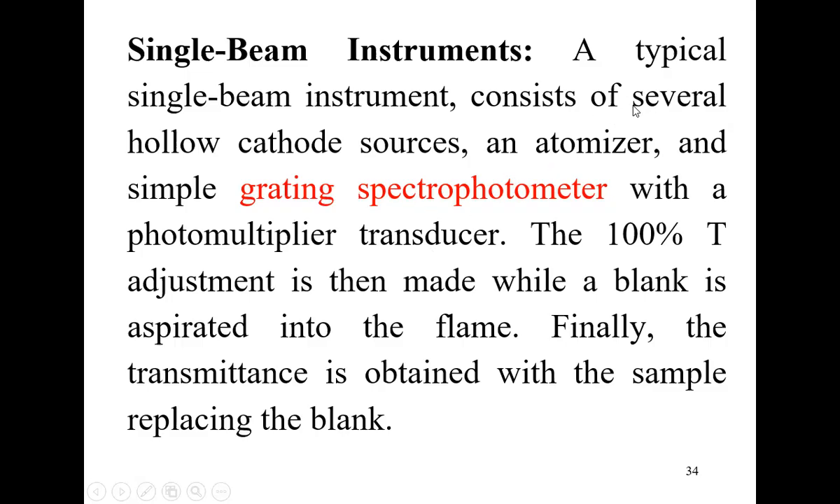So usually it consists of a simple grating spectrophotometer with a photomultiplier transducer. So normally, even for a double beam, you're going to have a PMT. So will a single beam spectrophotometer. The only difference is in its construction. So usually the 100% T adjustment, remember what we say, 100% T adjustment with a blank.